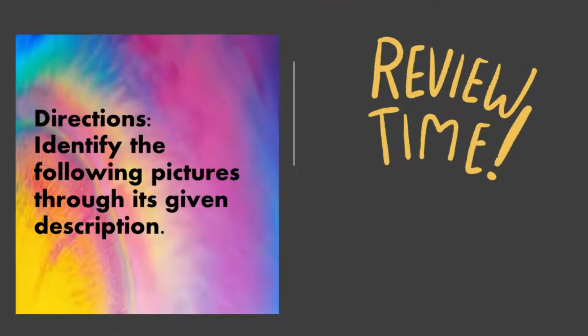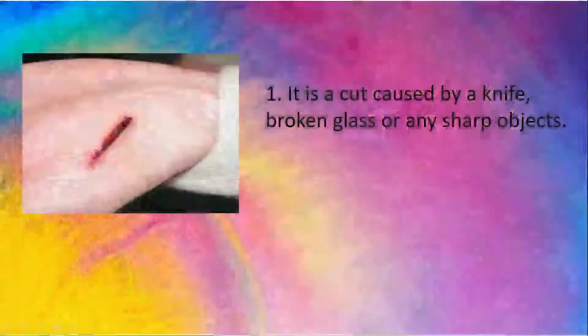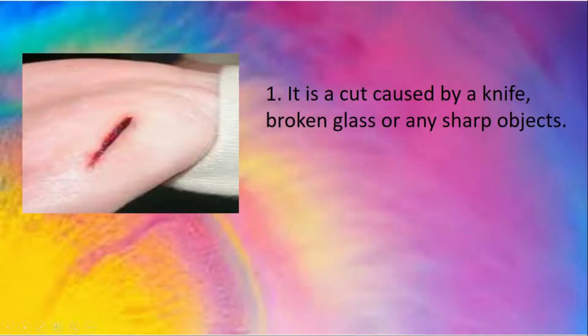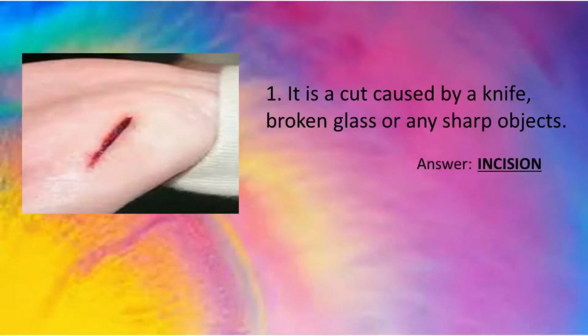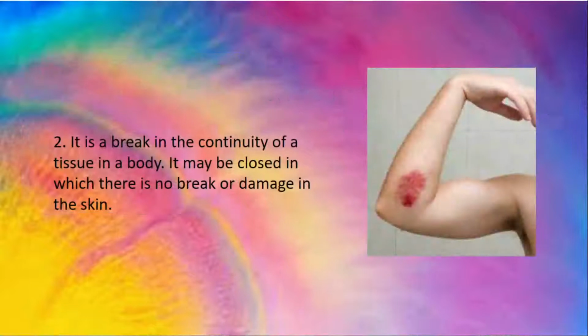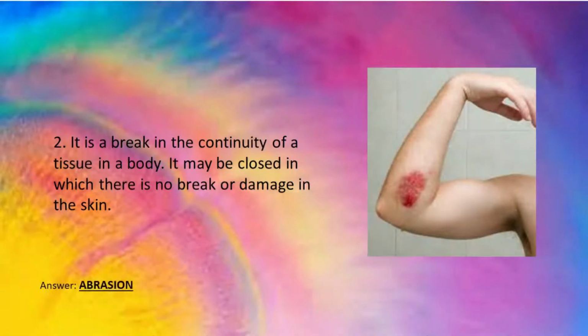Before we proceed with our topic for today, let's first have a review of our past lesson. Here are the directions. Identify the following pictures through its given description. Number 1. It is a cut caused by a knife, broken glass, or any sharp objects. Incision. Very good. Number 2. It is a break in the continuity of a tissue in a body. It may be closed, in which there is no break or damage in the skin. The answer is abrasion. Good job.